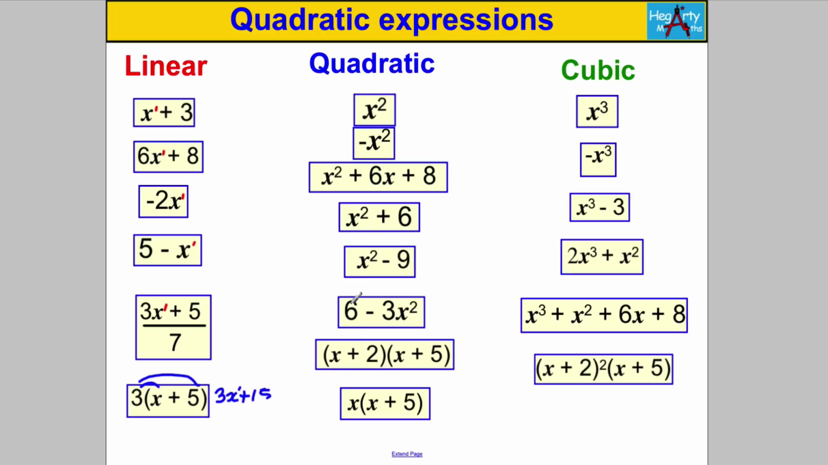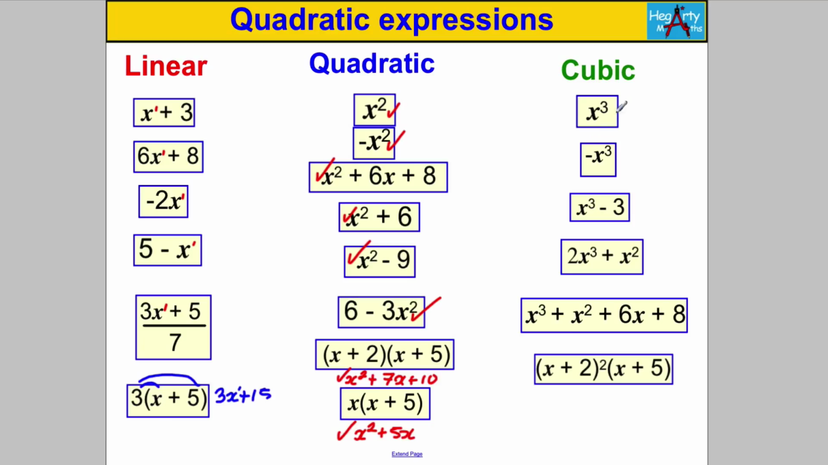Now these ones here all have highest power x squared. You can see it there, there, and there. Even though it's got a linear term here, 6x, the highest power is x squared, so it makes it a quadratic. Now these two mightn't seem obvious, but when you expand out the brackets, which you should know how to do, for the top one you would get x² + 7x + 10, which obviously is quadratic, and for this one you'd get x² + 5x, which again is quadratic.